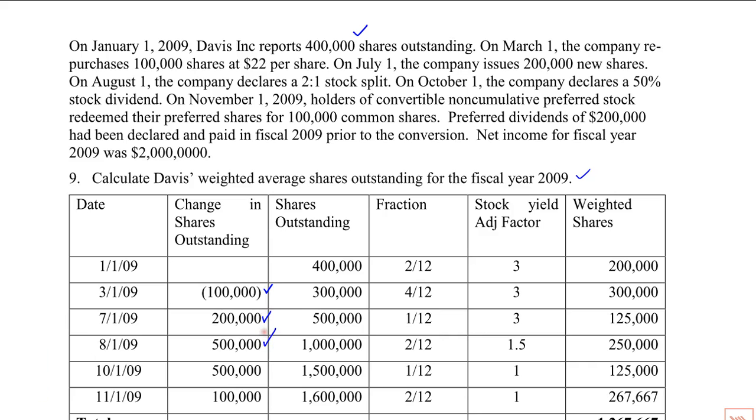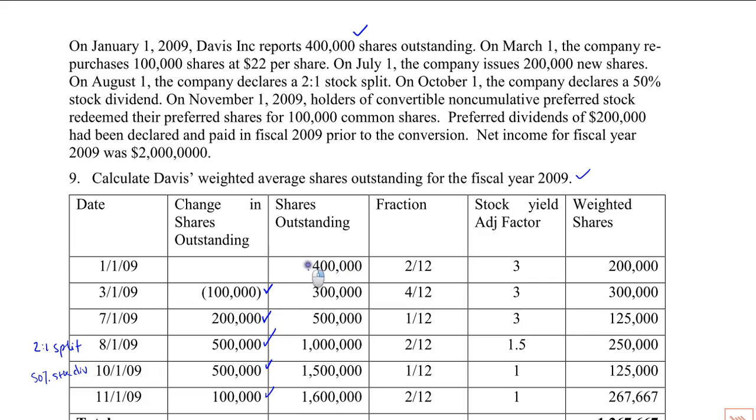On August 1, here's a 2-for-1 split. So here's the split event. On October 1, they have a 50% stock dividend. And in November, there was a conversion of a convertible preferred, issued another 100,000.